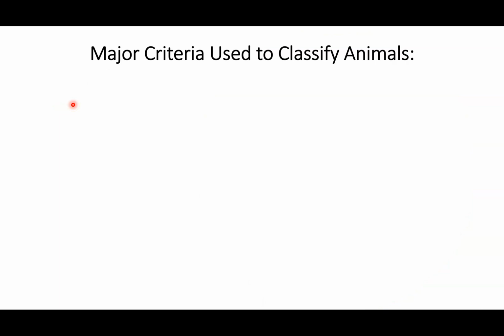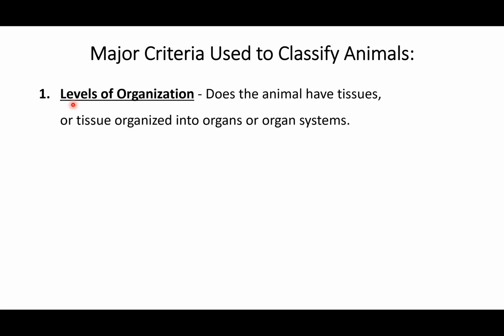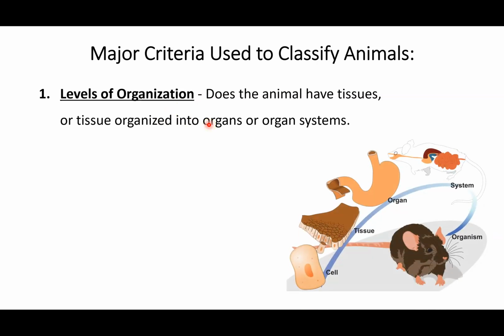And what are the criteria that biologists have used to classify animals? They use several major criteria. The first criterion is called levels of organization. And you can ask the question, does the animal have tissues, or are tissues organized into organs or organ systems? And then we are going to see if that's the case.